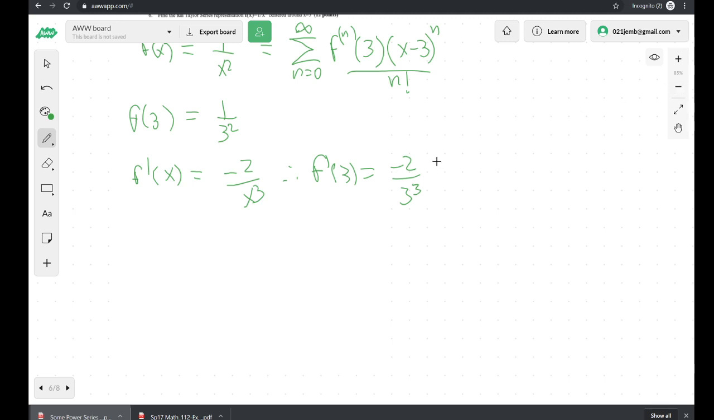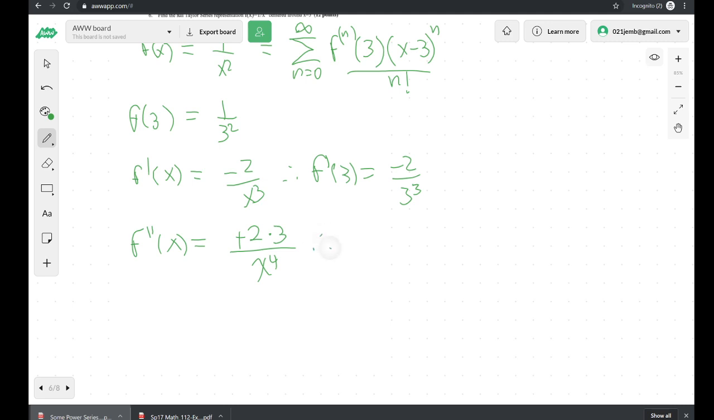Let's see what the second derivative of f of x is going to be. That's going to be negative 2 times negative 3, so that's going to be positive, divided by x to the power of 4. And notice that I'm not simplifying the numerator, for a simple reason: every time you take a derivative, the numerator will be multiplied by an increasing number, meaning that it sounds like a factorial, right? So it sounds like n factorial. So I'm just going to leave it like that.